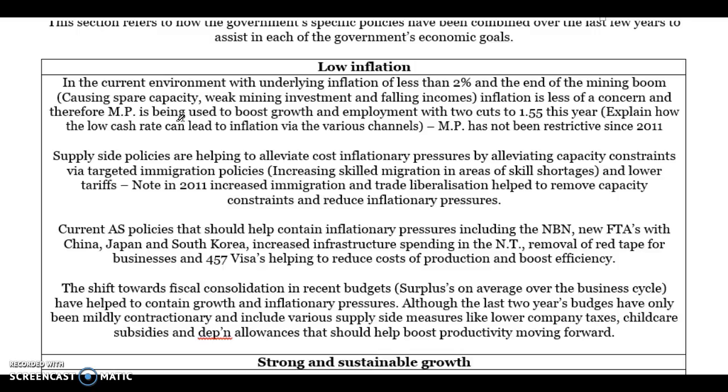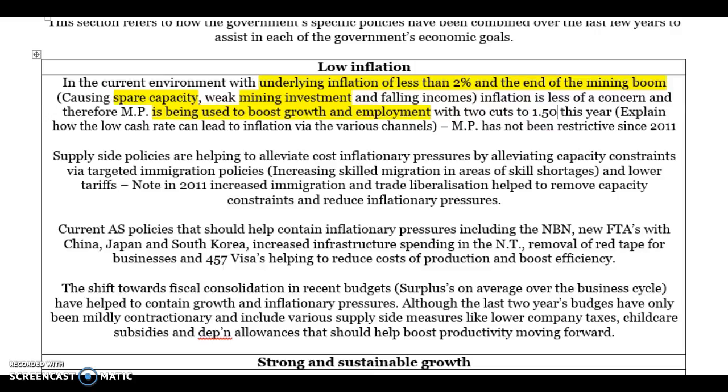So in starting off your answers, you will be explaining that in the current environment, inflation is really low, and giving some reasons for that. So inflation is less than 3%. The end of the mining boom has caused a lot of spare capacity, lower wages, less mining investment, and falling incomes, which has meant that inflation has been less of a concern. So monetary policy is not really worried about inflation, and therefore it's being used in a more expansionary fashion to boost employment and growth. And none of this should be new to you. The cuts have taken the cash rate to 1.5% this year. So the low cash rate could cause some inflationary pressure, and you can explain how that would be the case, but it's not a massive issue because of the low inflation at the moment.